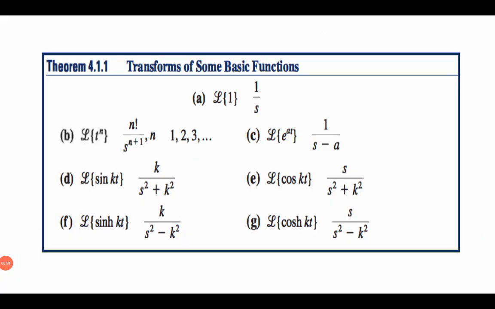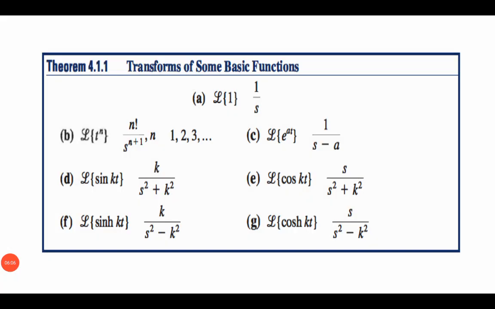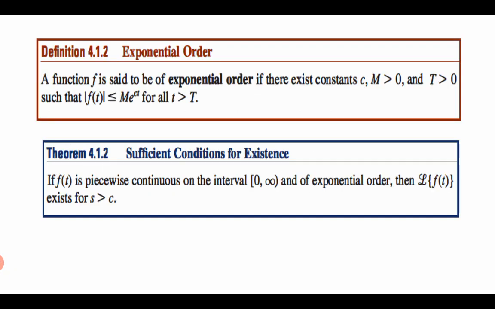Some basic rules. We will derive all these rules using the basic definition. Before going through these results, let's have some more discussion on this. So, exponential order. A function f is said to be of exponential order for some constants c and m, and time t greater than 0.